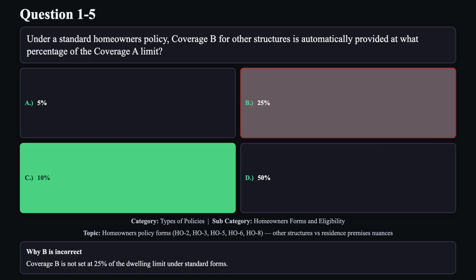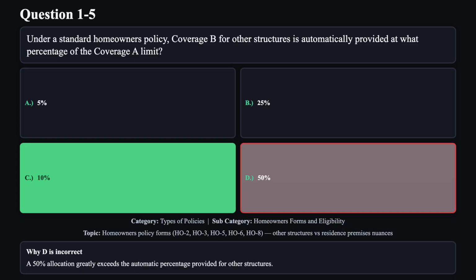Reason B is not correct. Coverage B is not set at 25% of the dwelling limit under standard forms. Reason D is not correct. A 50% allocation greatly exceeds the automatic percentage provided for other structures.